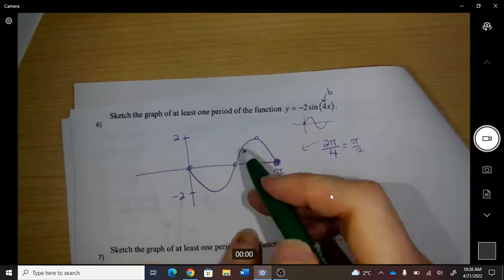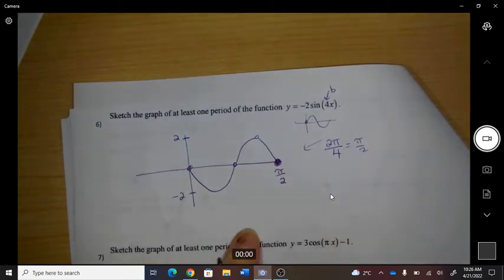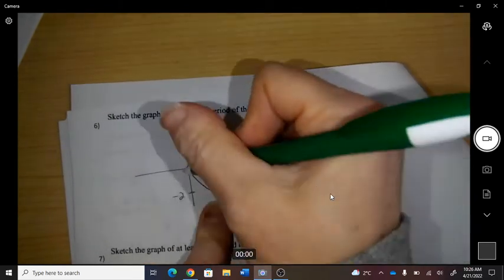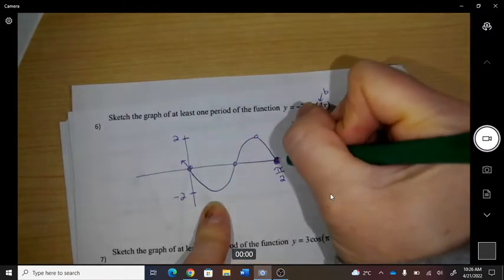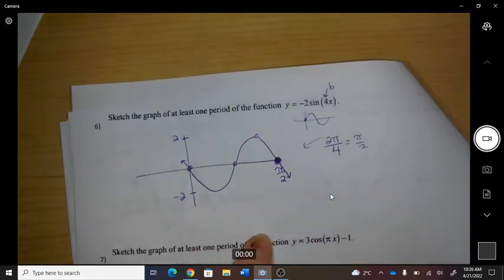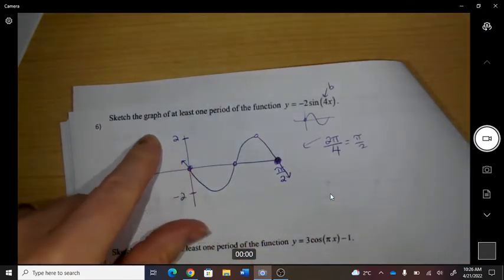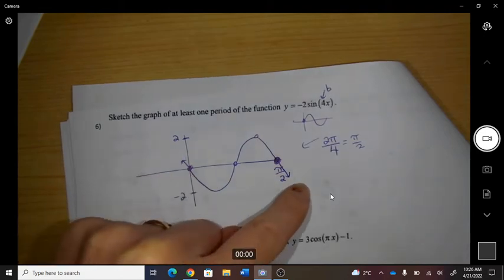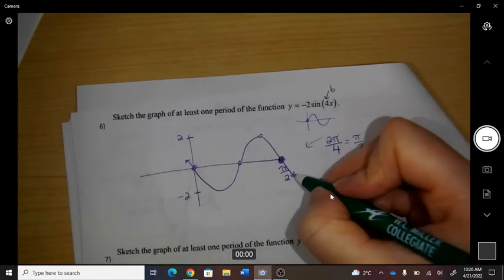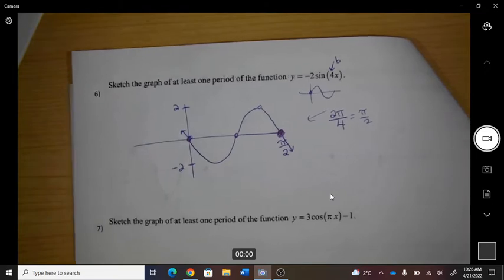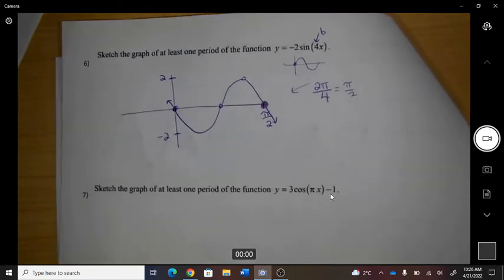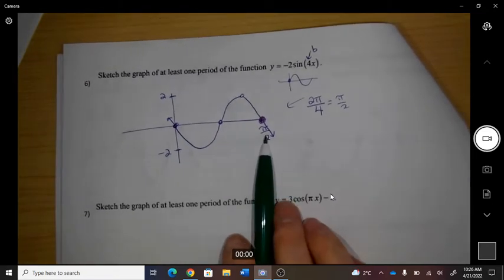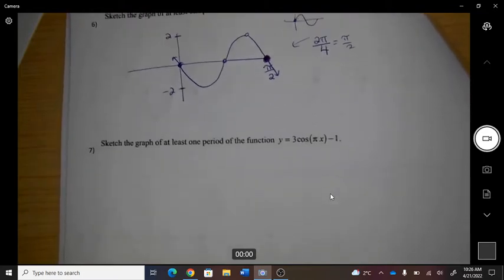And it says to just do at least one period. So that is one period. I'm just going to put arrows here because it's going to continue. This one's going to go up somewhere, and this one's going to go down to a low. Okay, and that's good enough. I have at least one x value and some y values.